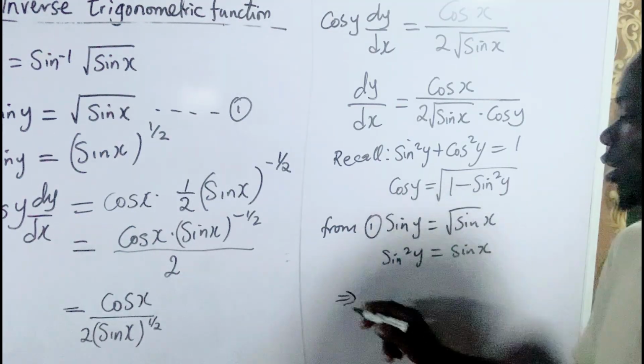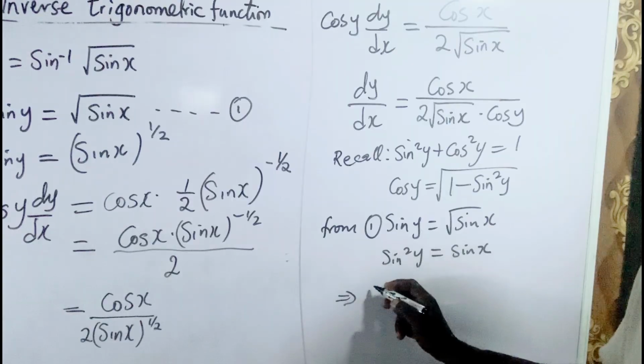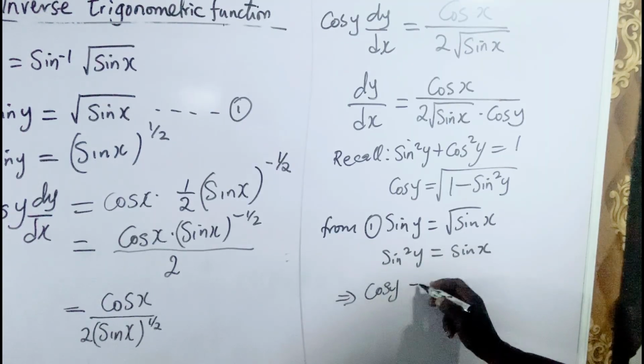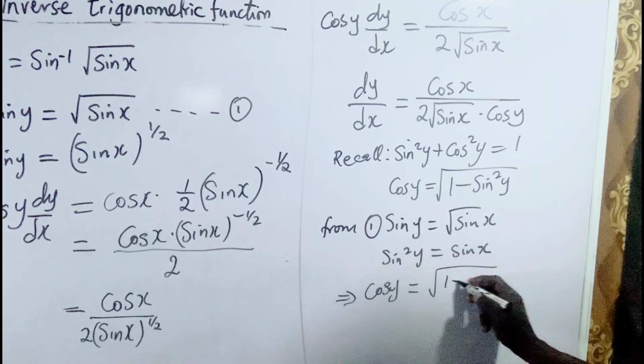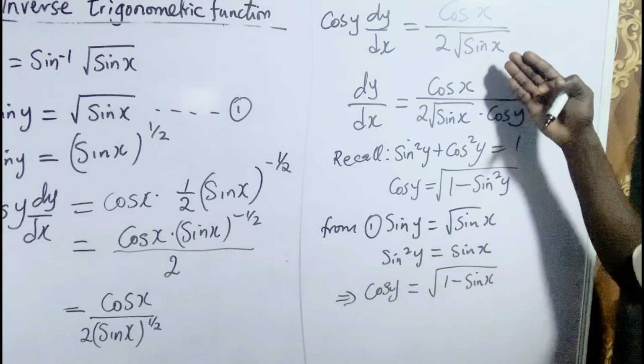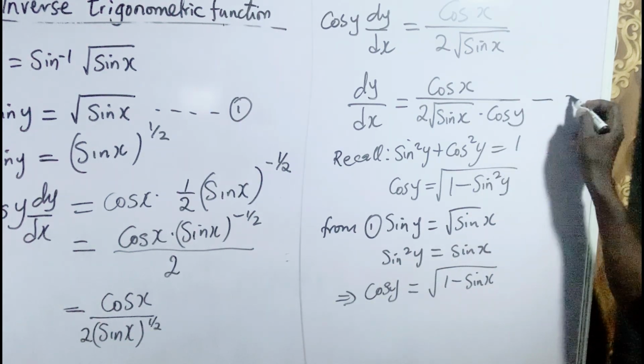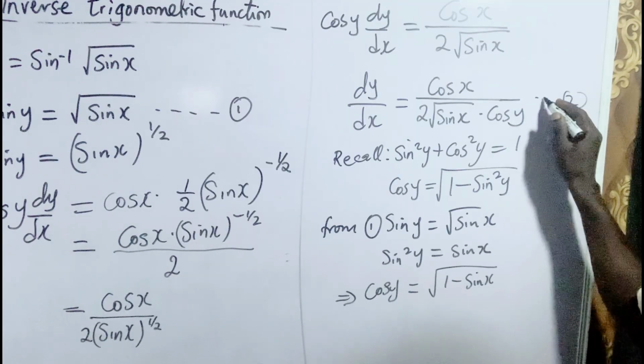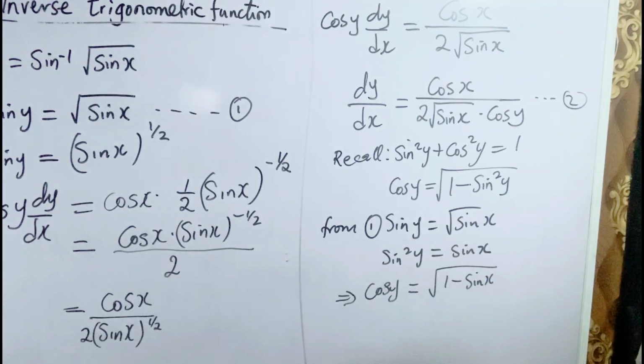This implies that cos y is equal to square root of 1 minus sin x. So I can go and replace this in my answer. Do you get it? Because of my space, can I put it there?